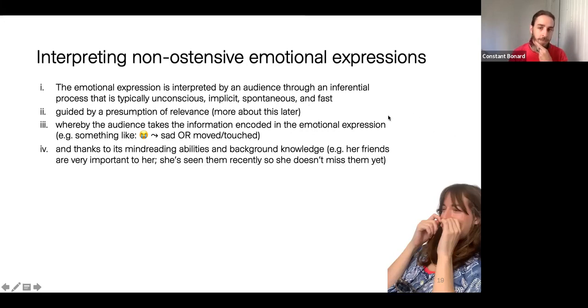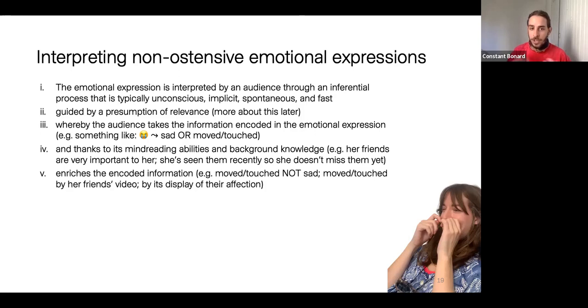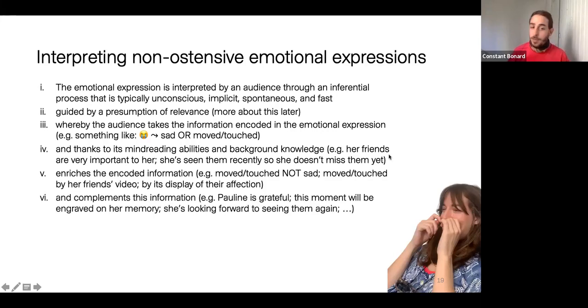And thanks to our mind reading ability and background knowledge, for instance, taking into account the fact that her friends are very important to her, she's seen them quite recently, so she doesn't miss them yet, so probably she's not sad because she misses them. Thanks to that, we enrich the encoded information. So it's not that she's sad, but rather that she's moved. And furthermore, we think, well, she's moved by her friends' video, by its display of their affection. And we may also complement this information, for instance, by inferring that Pauline is grateful, that this moment will be engraved on her memory, that she's looking forward to seeing her friends again.